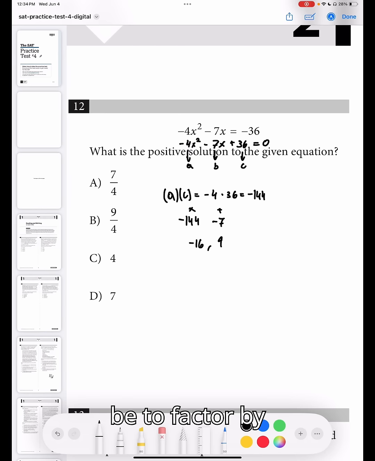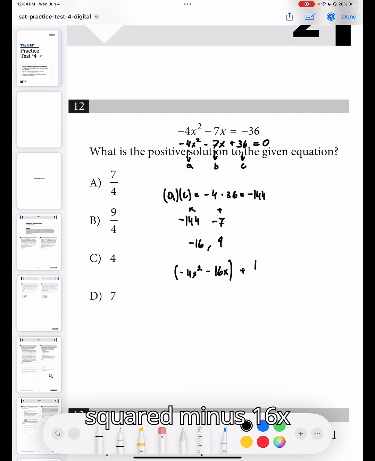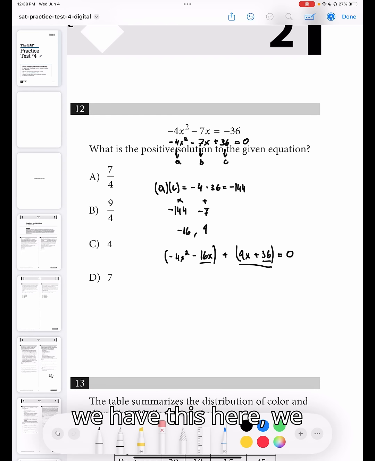Your next step would be to factor by grouping because it makes it easier. So we have negative 4x squared minus 16x plus 9x plus 36 is equal to 0. Once we have this here, we have to find the common factor for each term.